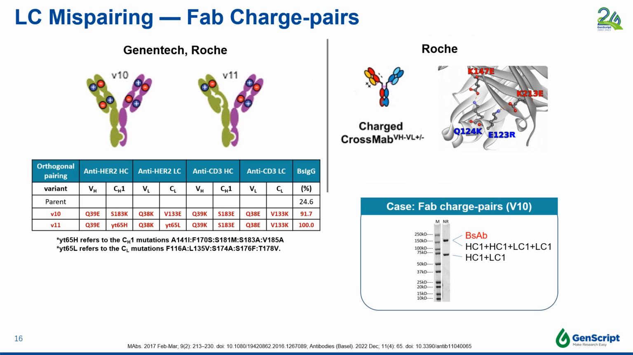Fab charge pairs is another recommended technology to avoid light chain mispairing. The first design is 4 charge pairs between 2 variable regions and 2 constant regions on the Fab, and the second one combines 3 charge pairs and a group of mutations for Fab knob-in-hole design, and the third one is cross-map VH/VL on one Fab and Fab charge pair on the other. The case shown here showed correct light chain assembly.